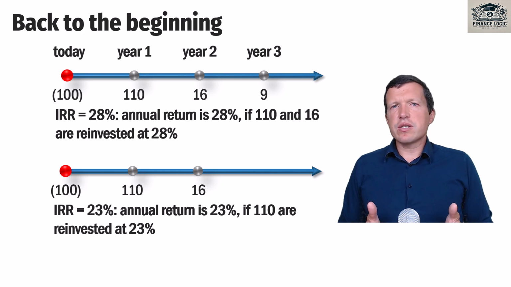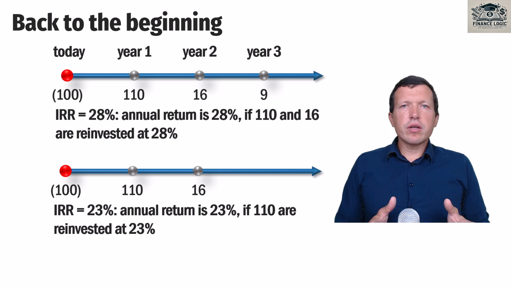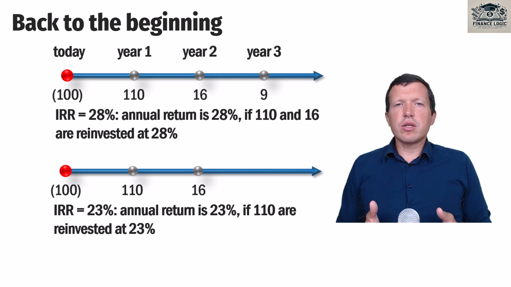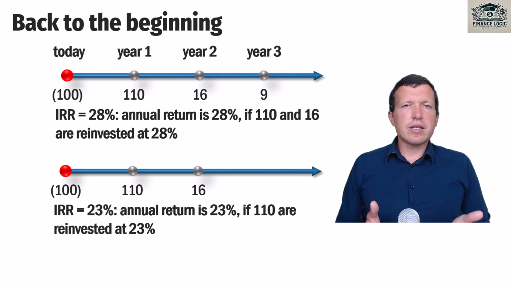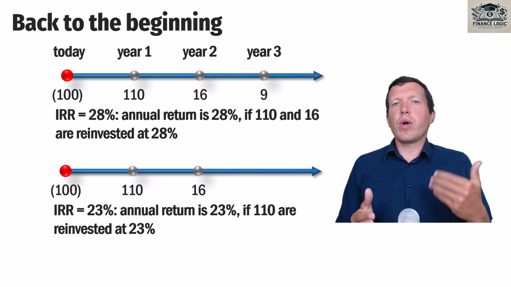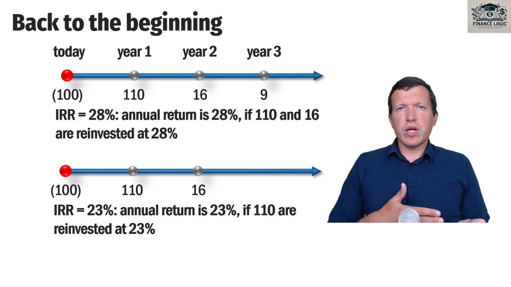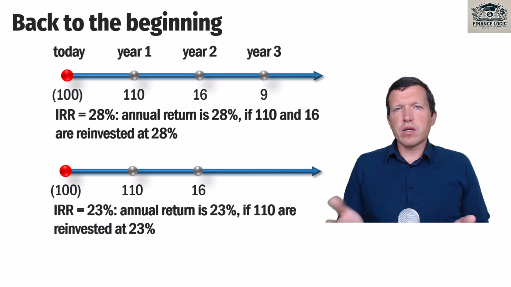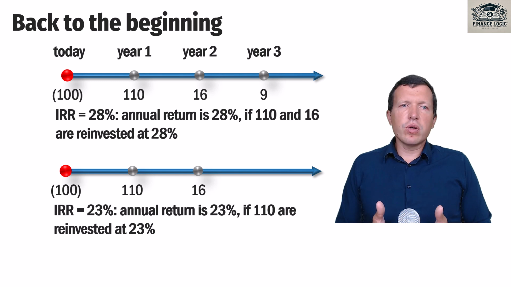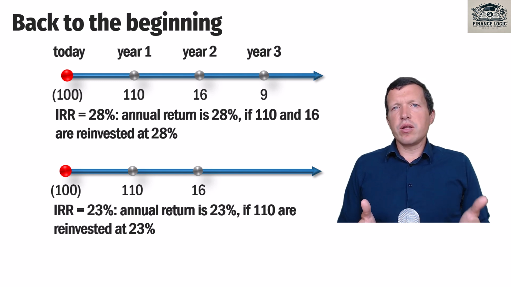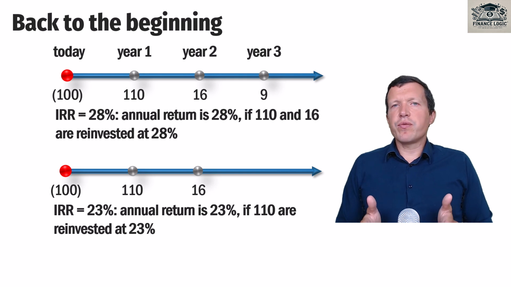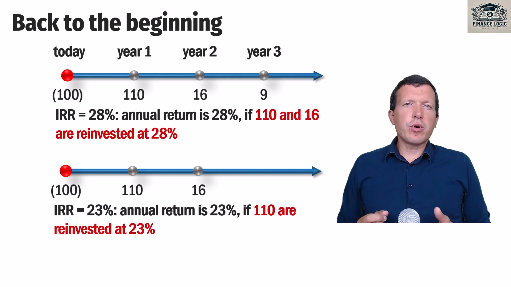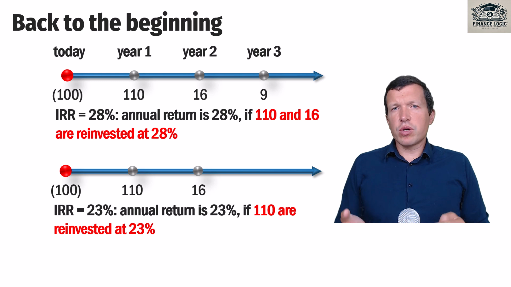In our project that lasts 3 years, it's the same. Our annual return is 28%, only assuming that 110 and 16 are reinvested at 28%. 110 we have to reinvest for 2 years, and 16 we have to reinvest for 1 year, till the end of year number 3. So it is very important to understand that IRR is not the same as our real annual return that we can get if we have cash flows as expected.